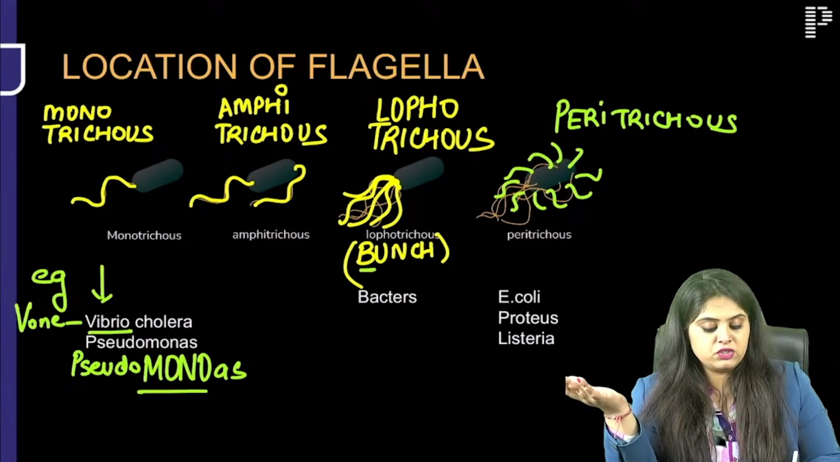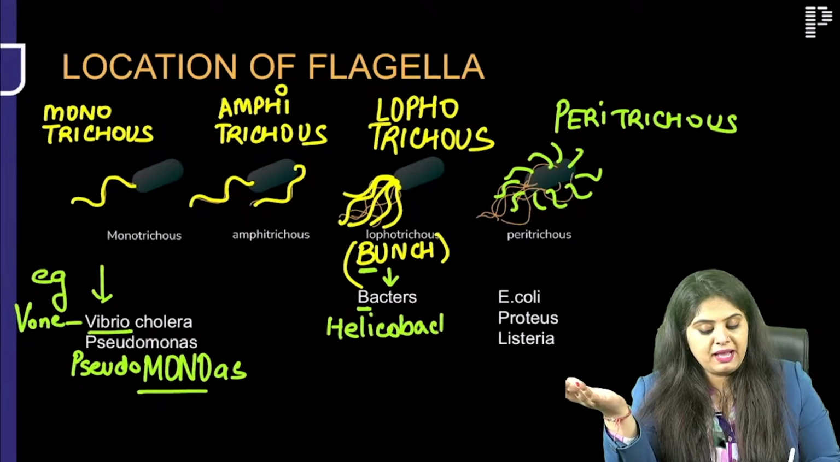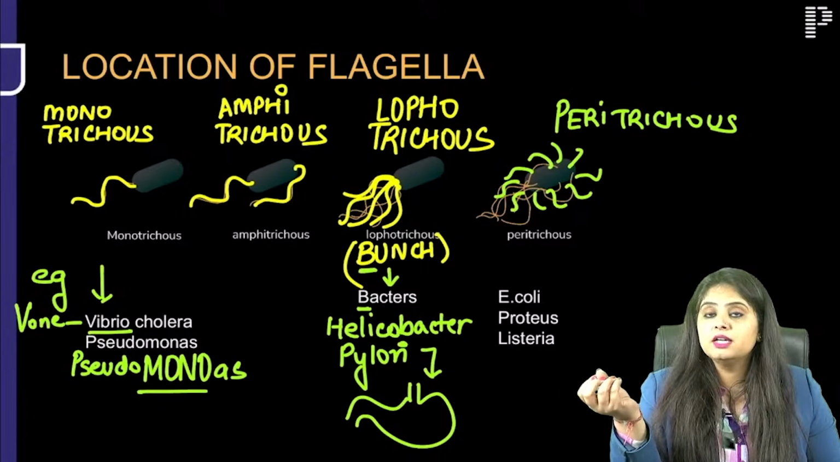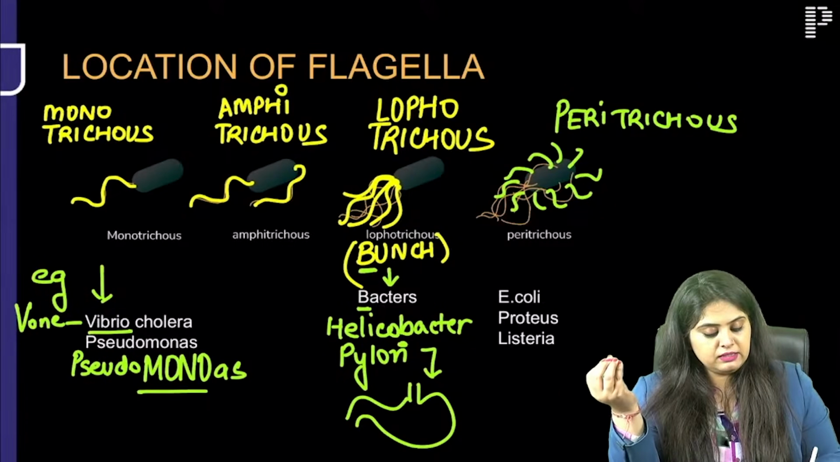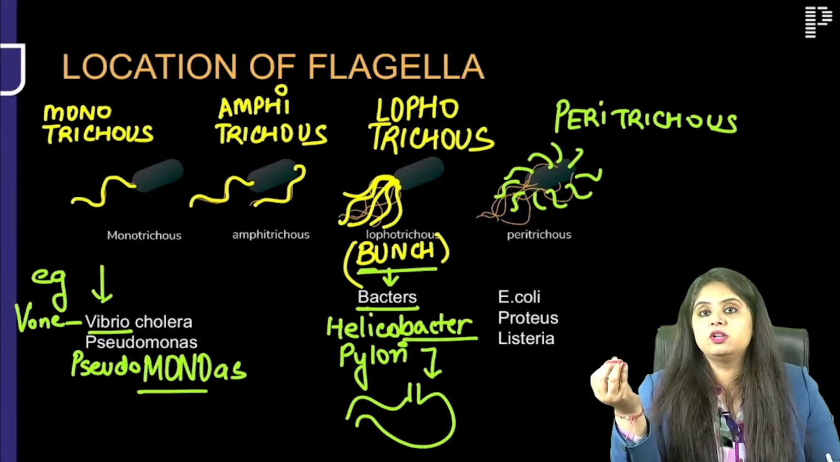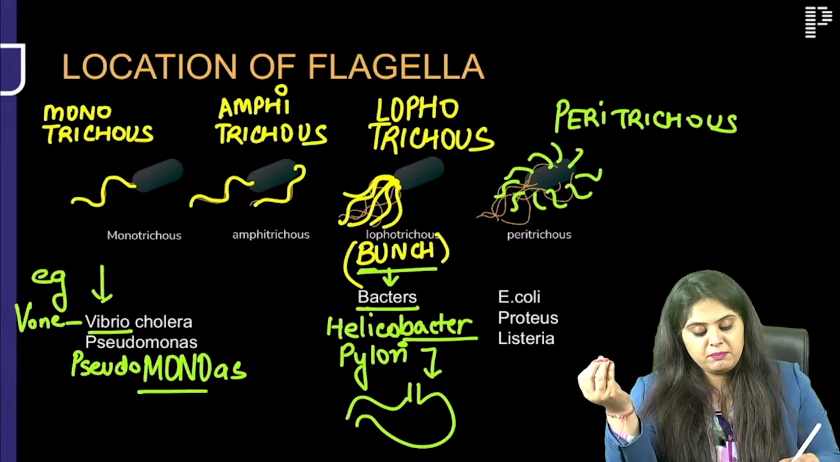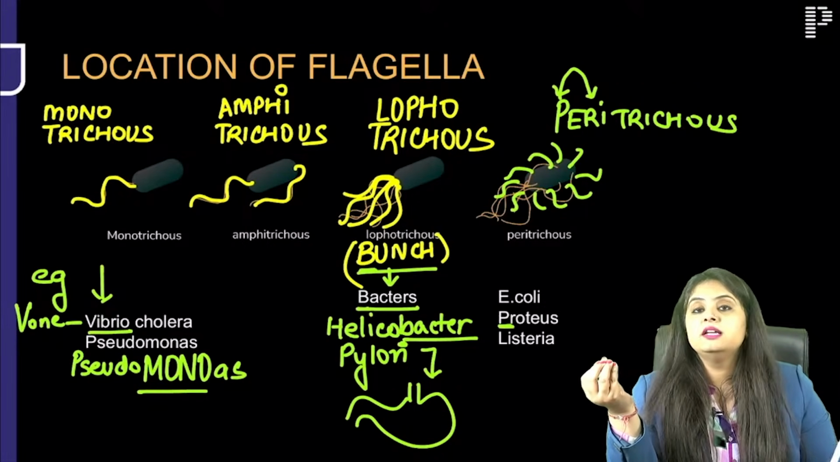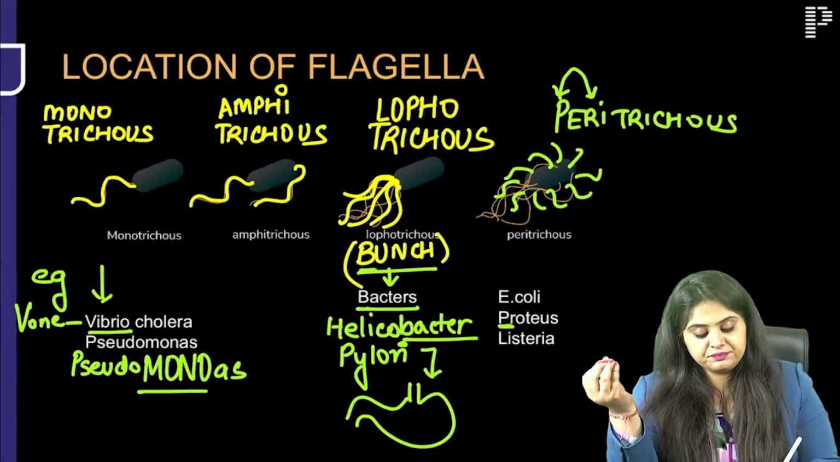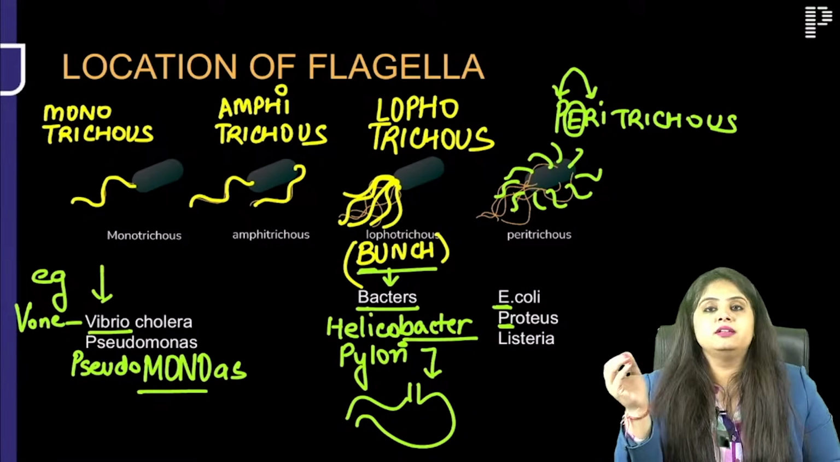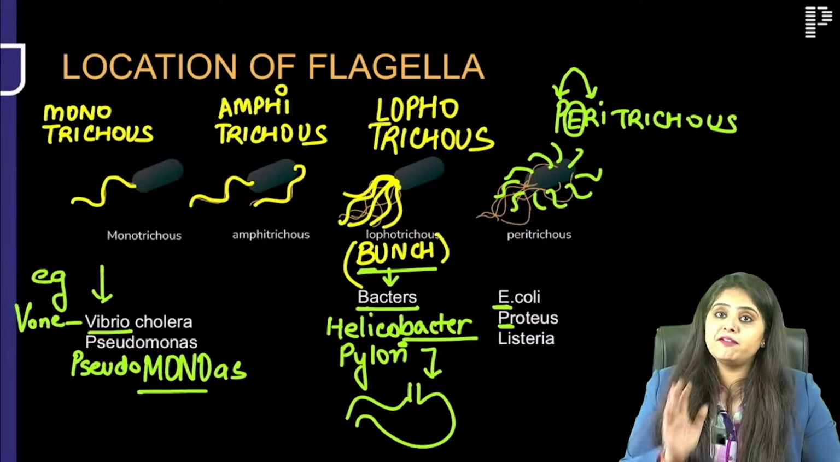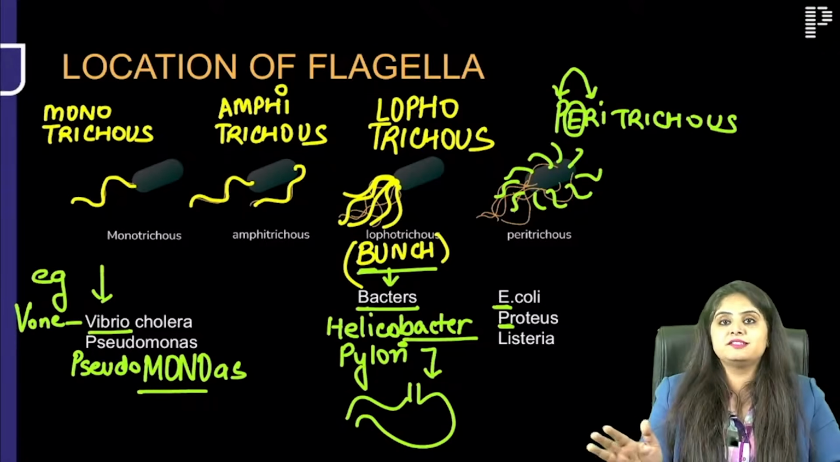Lophotrichous is what? Bunch. Ma'am, Bacters have a bunch. You must have heard of Helicobacter pylori. With which organ does it go into? This bacteria, Helicobacter pylori, always goes into the stomach. Helicobacter pylori, the bacter, remember bacters are going to have a bunch, Lophotrichous. The rest, that is going to be Peritrichous. So Peritrichous, the name itself, is going to be PR for Proteus and E for E. coli. Listeria you don't have to learn. So somewhere you will have to put a stop in micro, otherwise it's an endless list of everything.